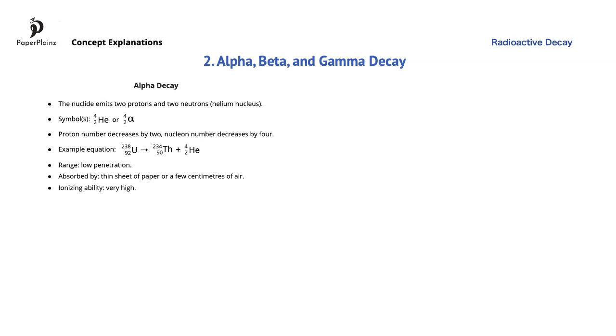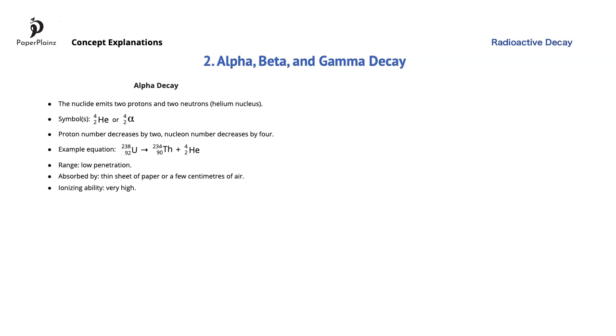In addition, the ionizing ability of alpha particles is very high. Just a reminder that high ionizing ability means that when an alpha particle interacts with an atom, it is likely that the atom will lose an electron or electrons, in other words, become ionized.